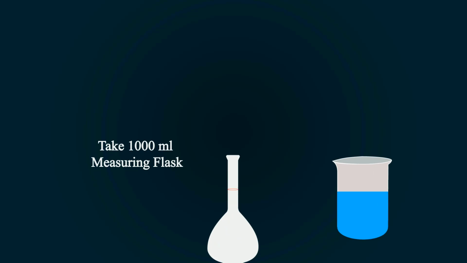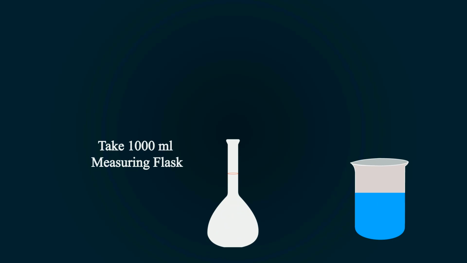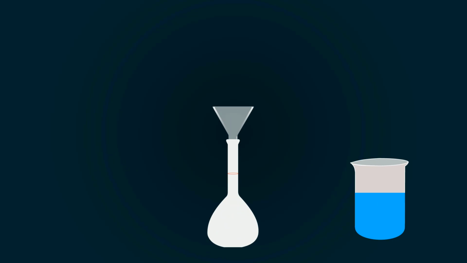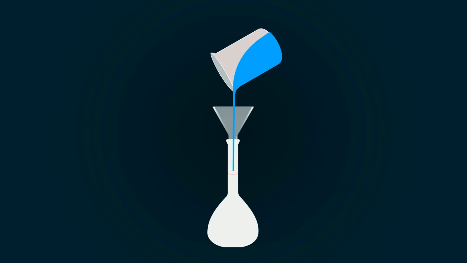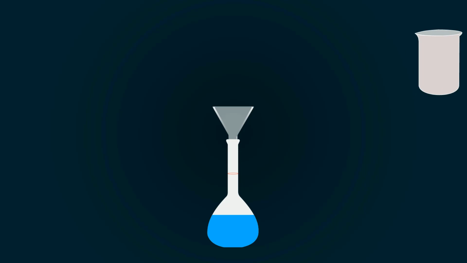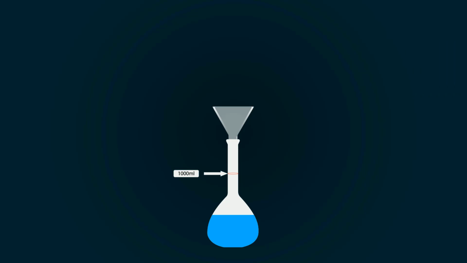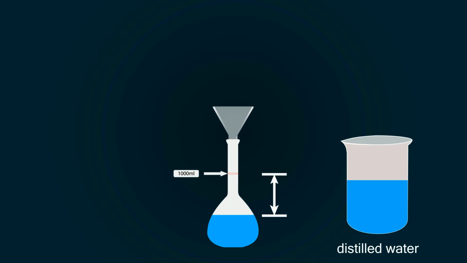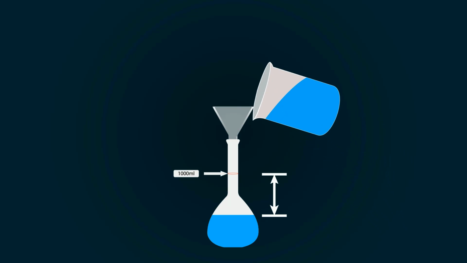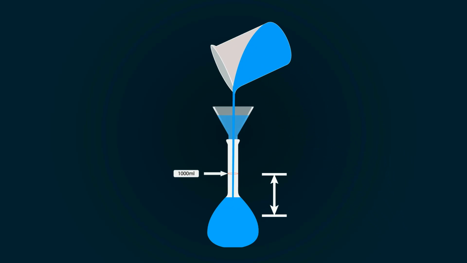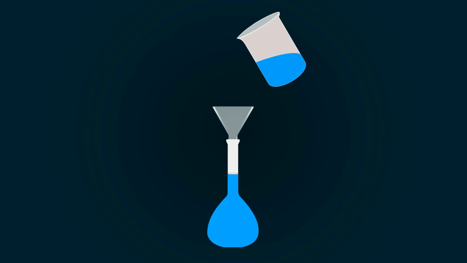Now take a measuring flask of 1000 milliliters and put a funnel on the top of the flask. Start pouring all the solution into the volumetric flask. You have to fill it up to the 1000 milliliter point. For that, you have to add more distilled water to it. So, take distilled water into an empty beaker and pour it into the measuring flask to fill it up to the 1000 milliliter point.